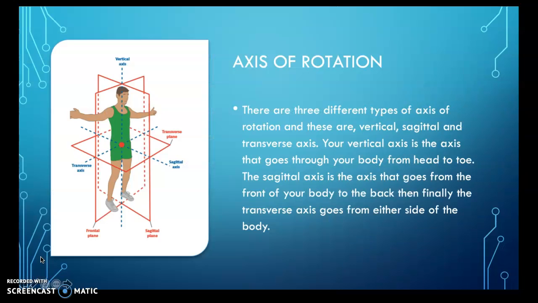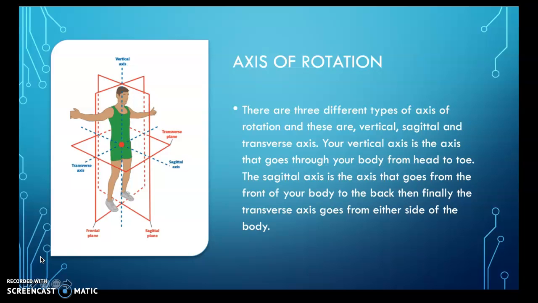So, axes of rotation. There are three different types of axes of rotation, and these are vertical, sagittal, and transverse axes. Your vertical axis is the axis that goes through your body from head to toe. The sagittal axis is the axis that goes from the front of your body to the back of your body. Then finally, the transverse axis goes from either side of your body, so hip to hip, for example.